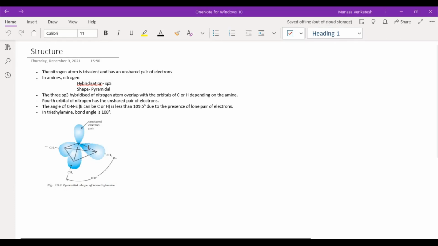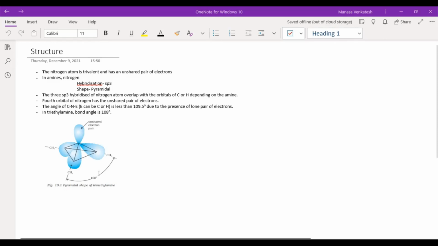And in this particular molecule, that is triethylamine, you can see that the bond angle is 108. So generally the C–N–E bond angle, where E can be a carbon or a hydrogen based on the kind of amine, is less than 109. And this is again due to the presence of the lone pair of electrons. The shape of the molecule is going to be pyramidal. Here you have the example of triethylamine, where the C–N–E bond angle is 108 degrees.